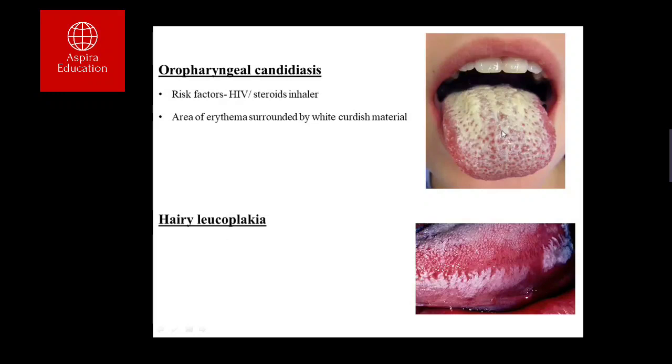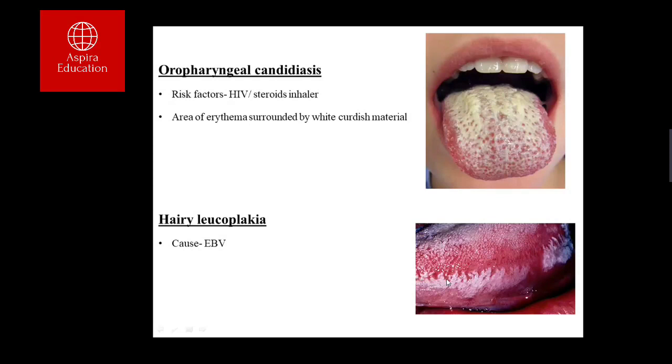Next, about hairy leukoplakia. So this is hairy leukoplakia. You see this hair-like projection, and it's on the lateral surface of the tongue. So the description is all that you need to remember. A curdy white patch can come anywhere in the tongue, whereas for hairy leukoplakia, the description is on the lateral surface of the tongue.